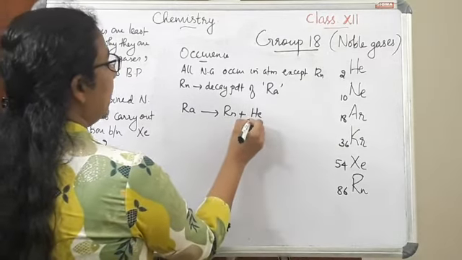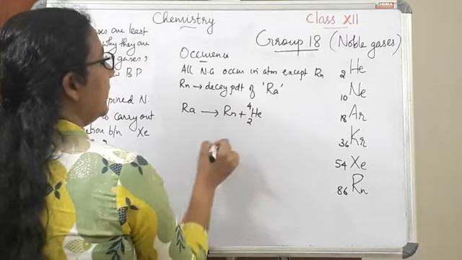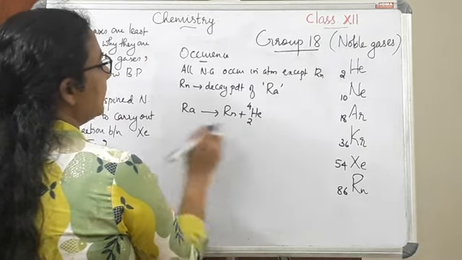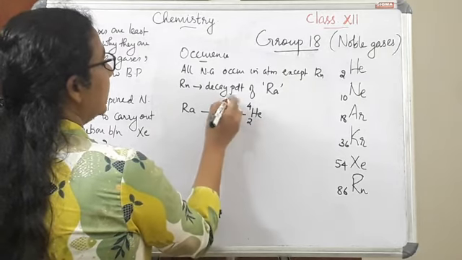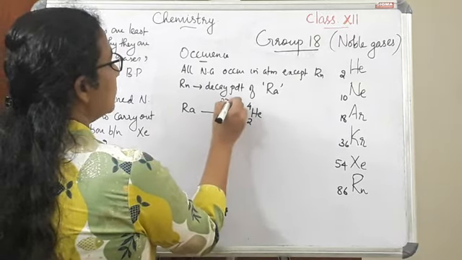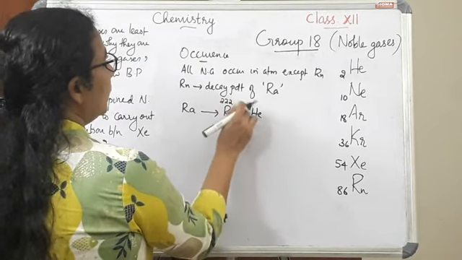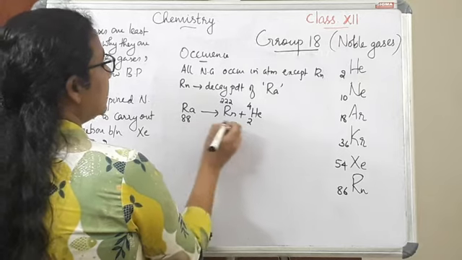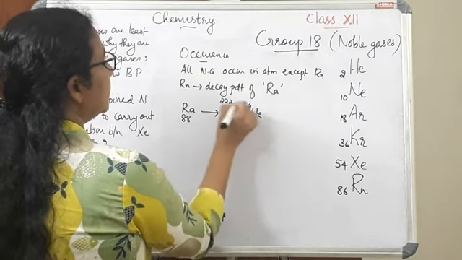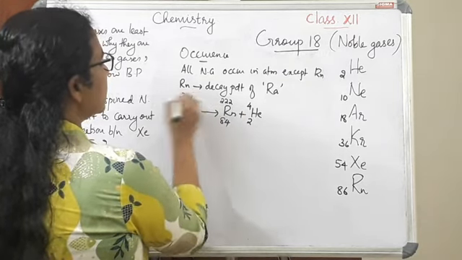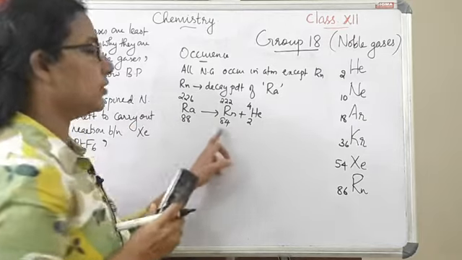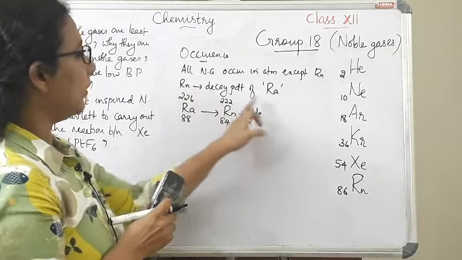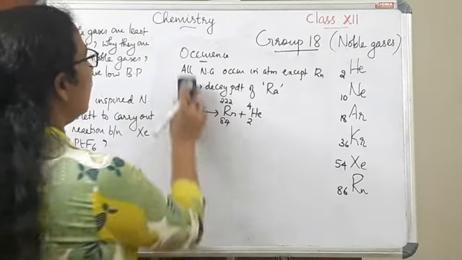So we can write the atomic number and mass number of helium, and with this we can write the other atomic numbers and mass numbers. Helium is 2, 4. Radon is 86, 222, and radium is 88, 226, since 88 minus 2 is 86 and 222 plus 4 is 226. In this way you can write the atomic number and mass number of these elements. So radon is the decay product of radium. This is about occurrence.